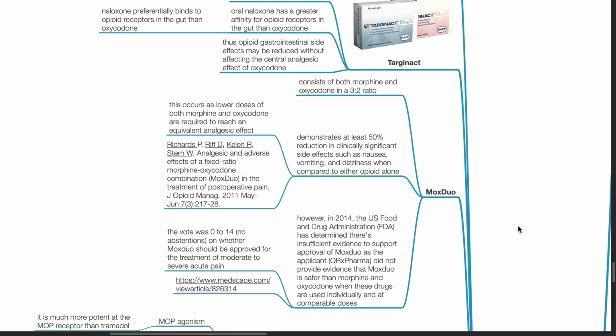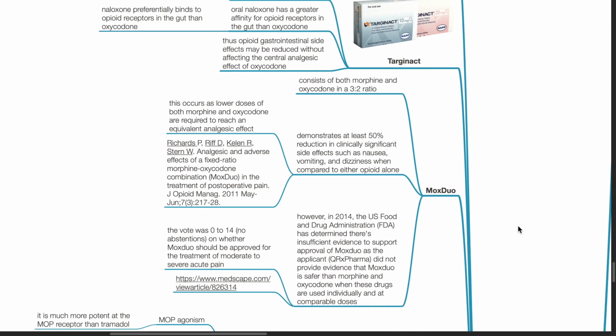Mox Duo. This drug consists of both morphine and oxycodone in a 3 to 2 ratio. In research done by Richards P. et al., they have demonstrated at least 50% reduction in clinically significant side effects such as nausea, vomiting and dizziness when compared to either opioid alone.